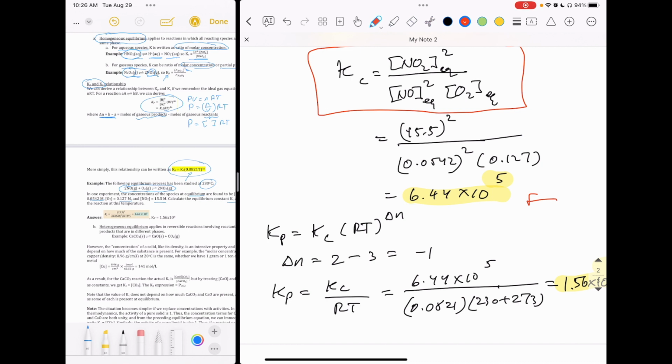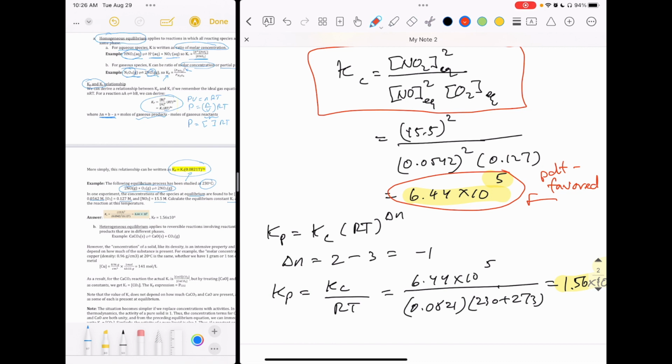Now, first thing you should think about is, remember our interpretation of Kc values earlier. This is a reaction that is favoring product. It's a product favored reaction because the value is pretty big, much bigger than 1. Now let's calculate the Kp.